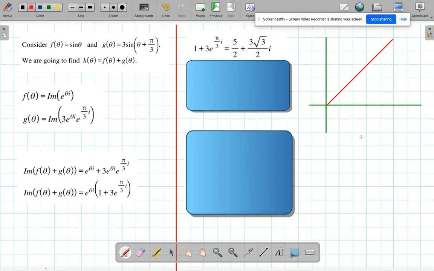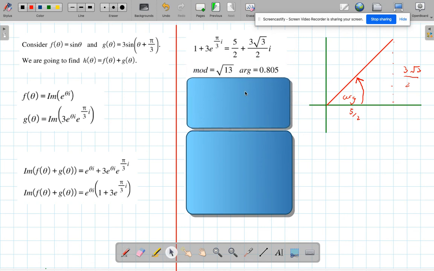And here we've got 5 over 2. And this line here is 3 root 3 over 2. And the angle in here, I'm just going to call this the argument here. I can work all of those out now. So the modulus is root 13. That's this one squared plus this one squared. And that comes to root 13.